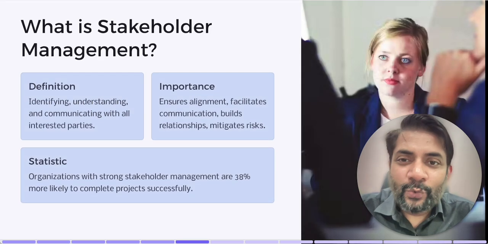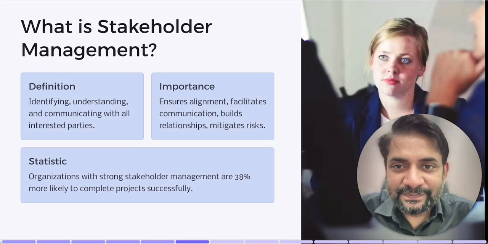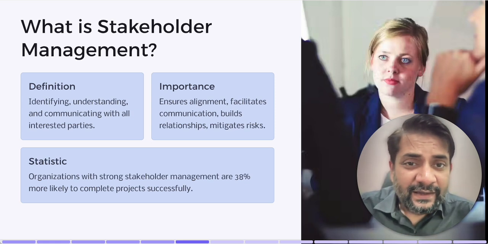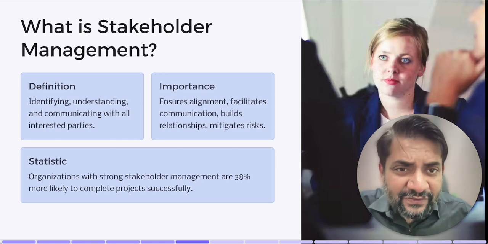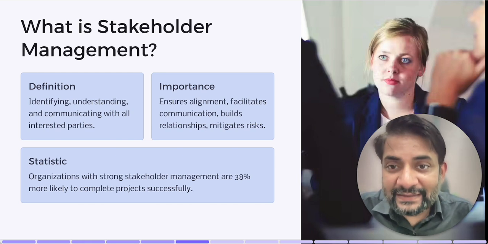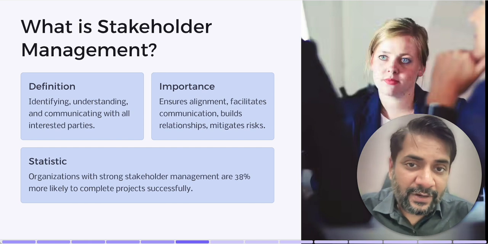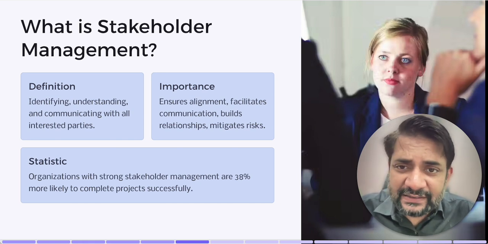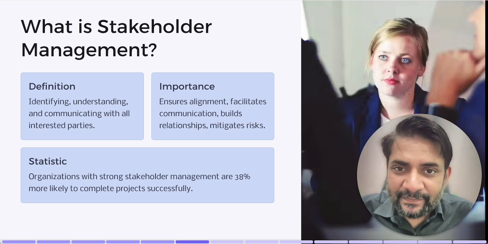Now, moving on to what is stakeholder management. Stakeholder management involves identifying, understanding, and effectively communicating with all parties interested in or affected by the product. Now, stakeholders can be customers, team members, executives, investors, partners, and suppliers.